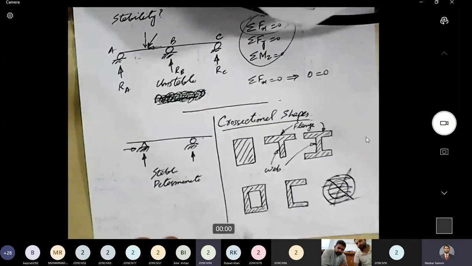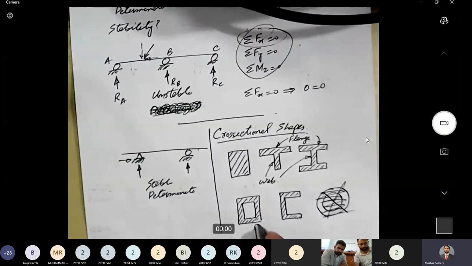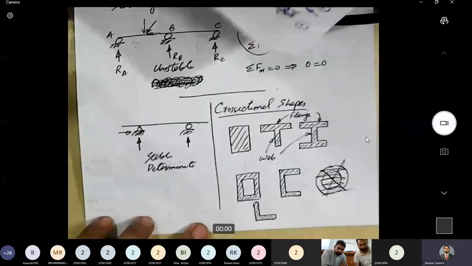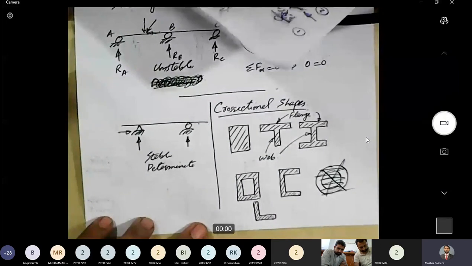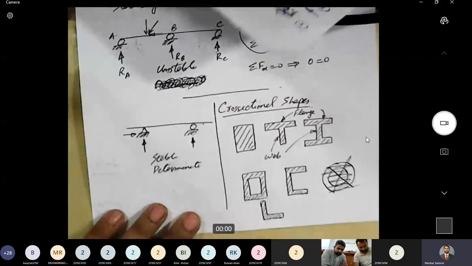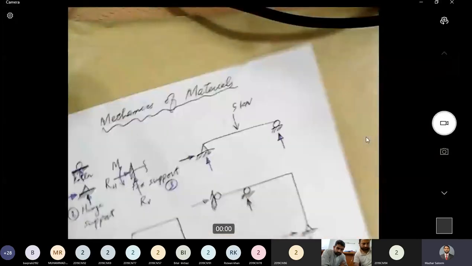Sir, isn't there an L section? Oh, L section, yes, that's true. L section is also there. You're right. We also provide L section sometimes. L section is a bit more complicated to analyze. Probably in this semester we will not be considering any L section beam, but you are right that practically we provide L section beams as well. Okay, so these were different cross-sectional shapes.